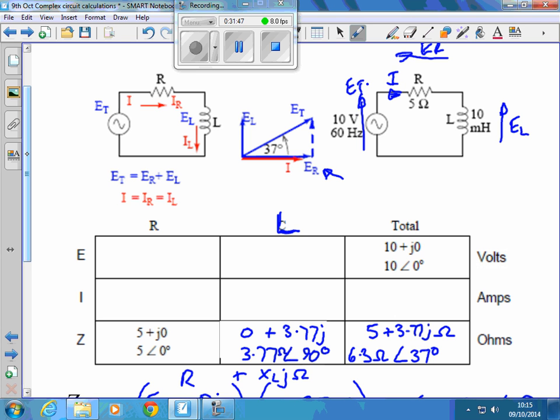Okay? You only need angles when you're talking about two different quantities and want to know what the phase relationship between them is. If you're only interested in how many amps it is, you're not bothered about the angle. If you want to know what the relationship between two vectors is, then you need the angles. Okay?